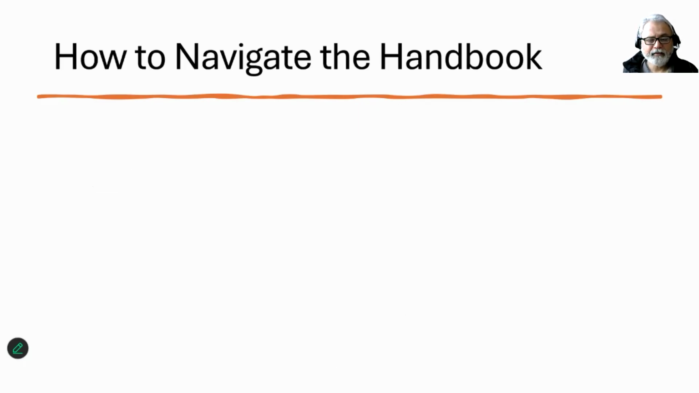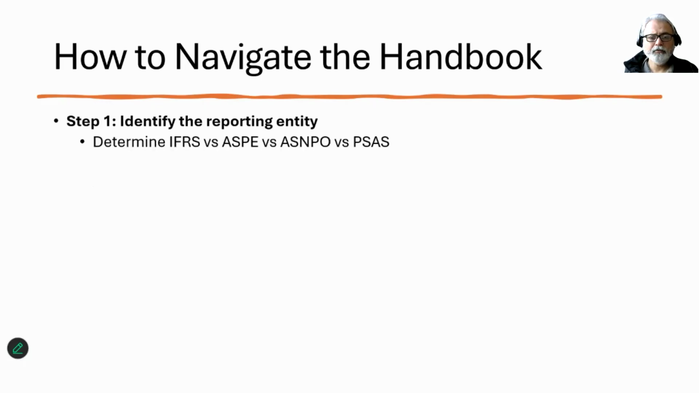How would you navigate the handbook? Well, the first step is to determine what kind of reporting entity we are dealing with. Because that will give us a clue into, okay, should we look up IFRS, or should we look up ASPE, should we look up ASNPO, or the Public Sector Accounting Handbook? You don't need to worry about the public sector standards at this moment, but in a later course, in advanced accounting, you will encounter them.